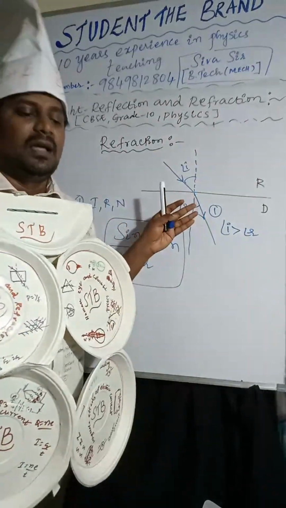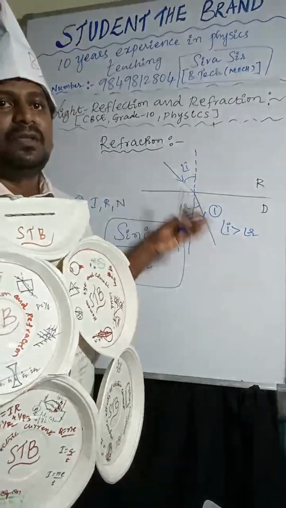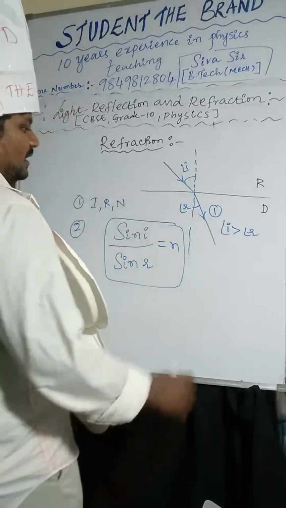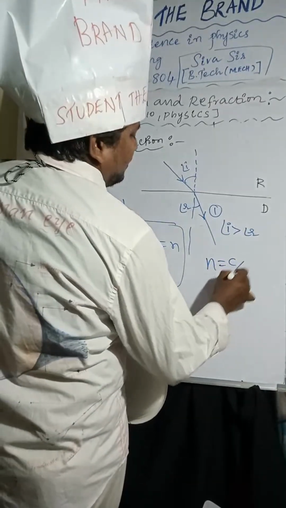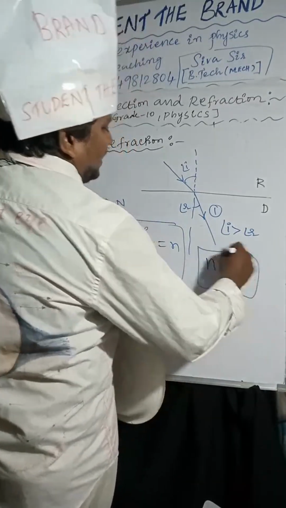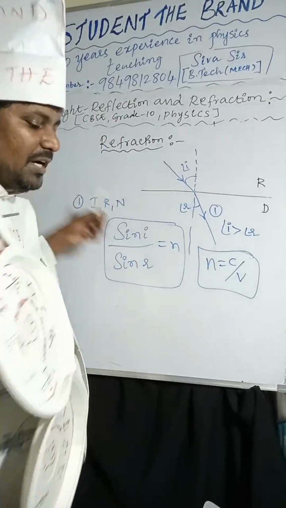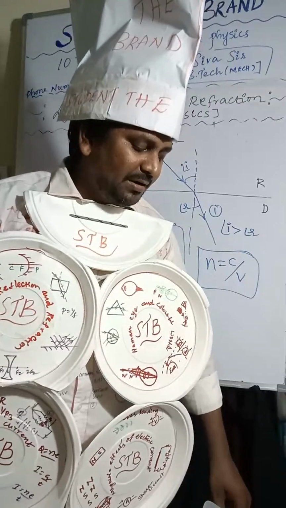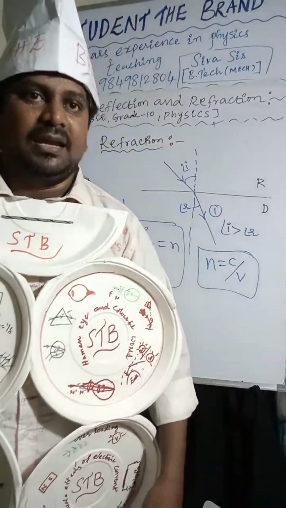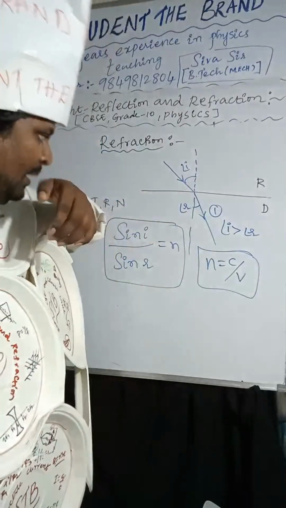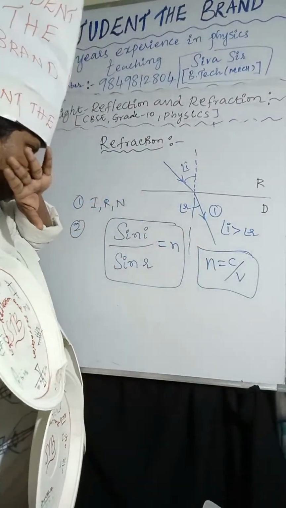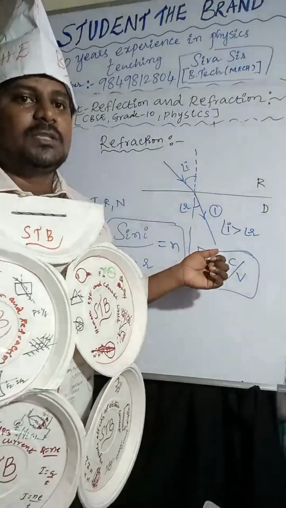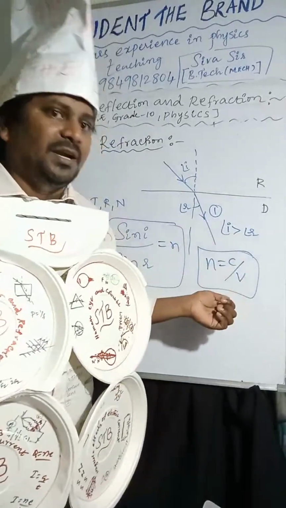Refractive index, in terms of velocity, is the speed of light in vacuum divided by the speed of light in the medium. N equals C by V, that is, the speed of light in vacuum by the speed of light in medium.